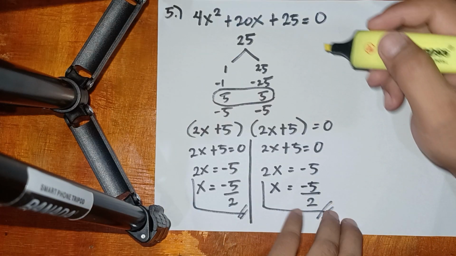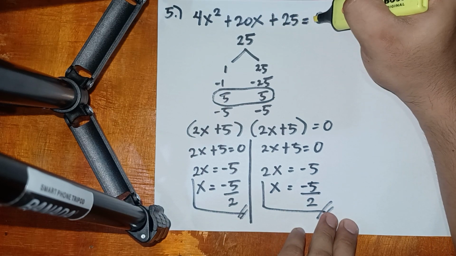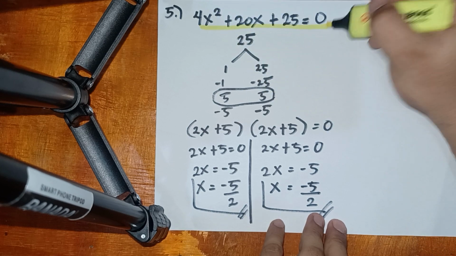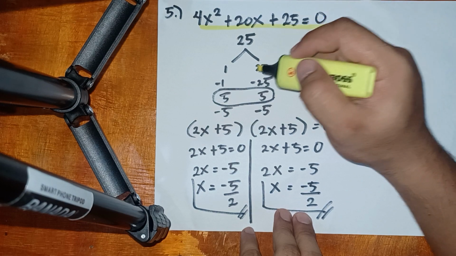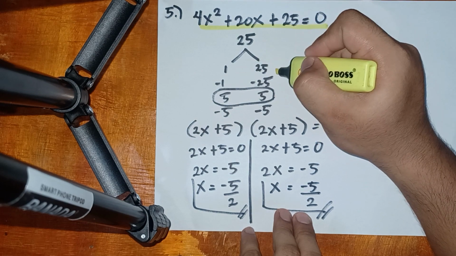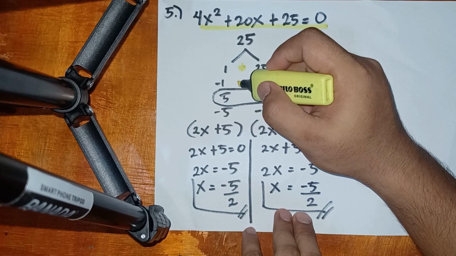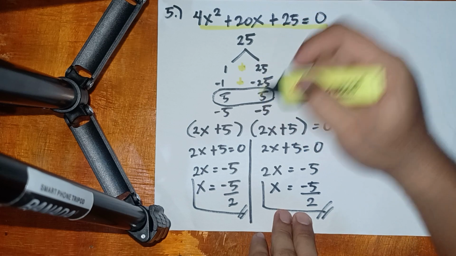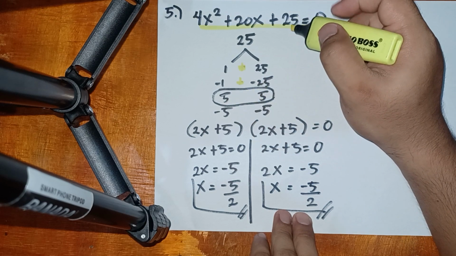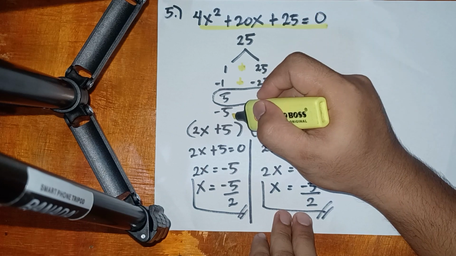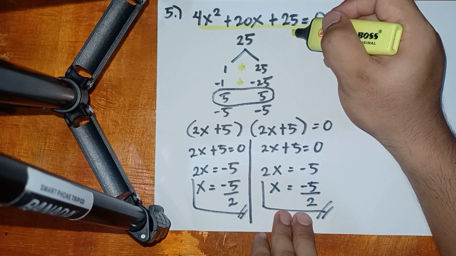And for our last example, this is 4x squared plus 20x plus 25 is equals to 0. So we need to get the factor of 25. So that would be 1 times 25. But if you're going to add that, will not result to 20. So that's not it. Same thing with this one. So next would be 5 and 5. That will result to positive 5 times positive 5 will result to positive 25. And negative 5 times negative 5 will result to positive 25, sorry.